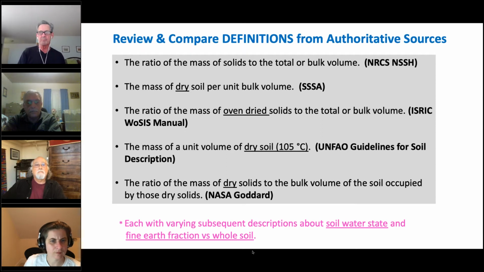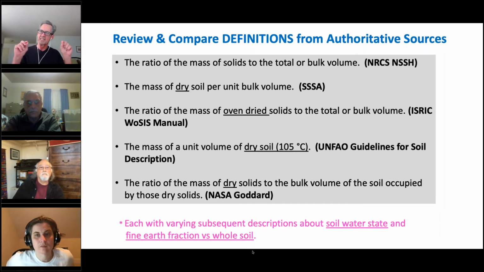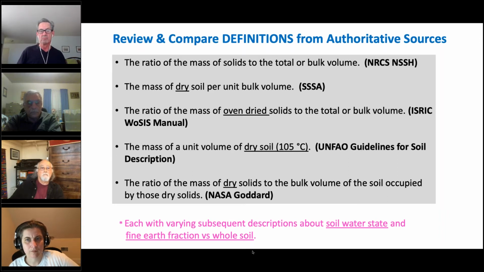So just as an example of some of the comparisons I started to do at a very basic level of how we define bulk density, by and large, the 5 sources that I put up on the screen here are just a sampling of what I found, and they're all pretty much generally the same. However, they're not. This is just the lead sentence in each of the places where soil bulk density is described here. And you see the ratio of mass of solids to the total bulk volume. Yeah, I think we all agree.